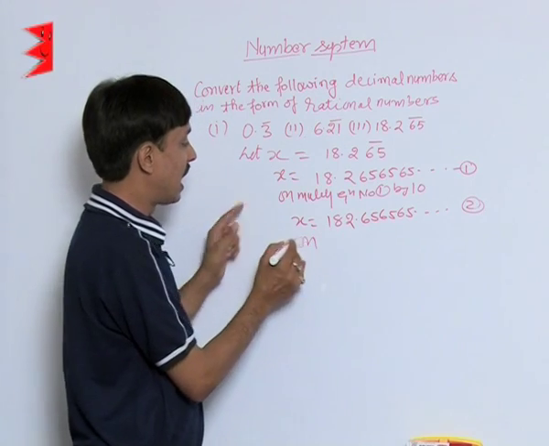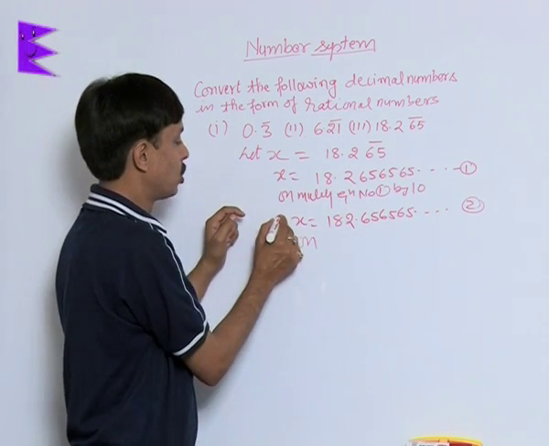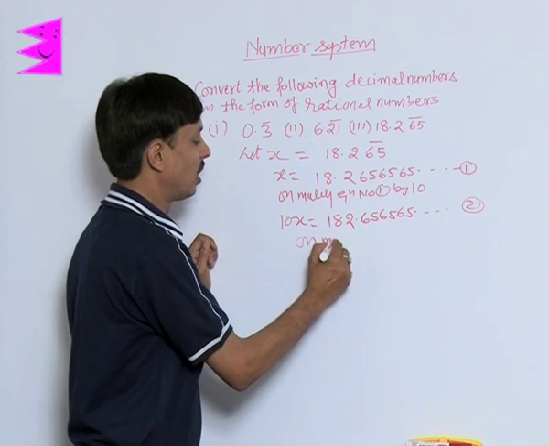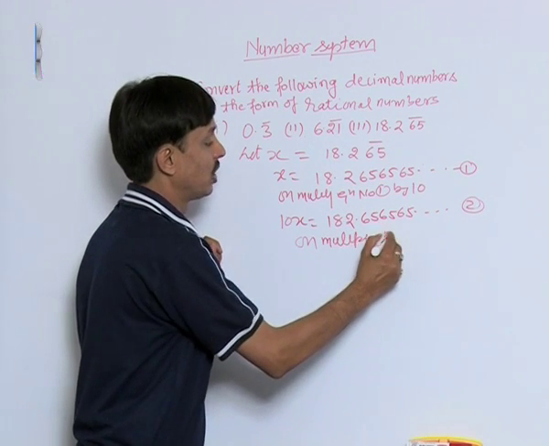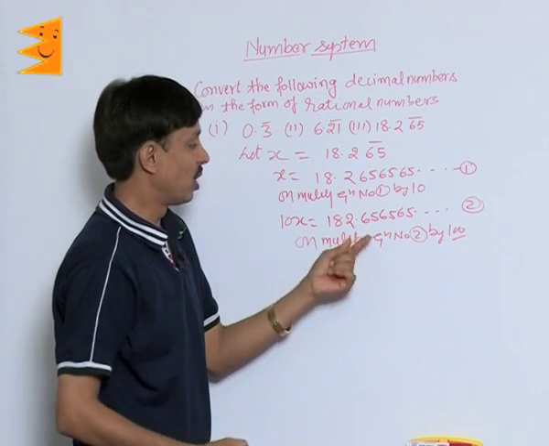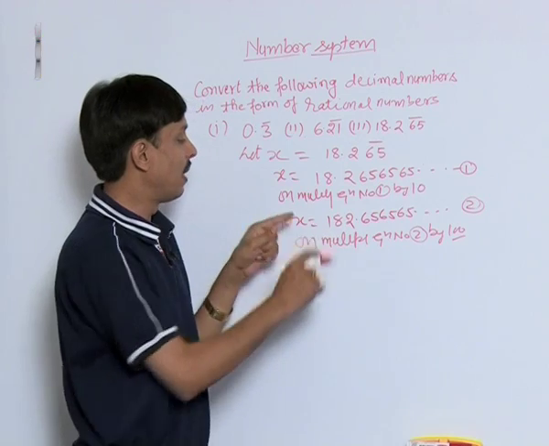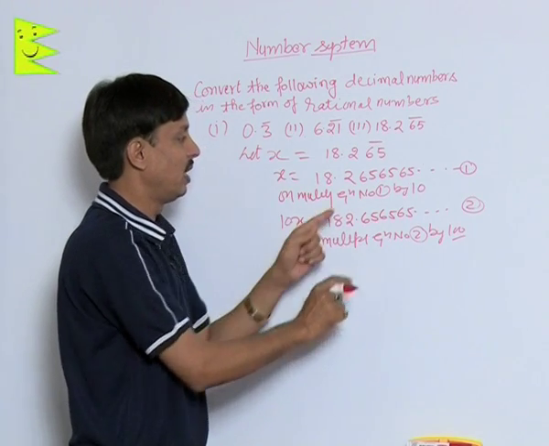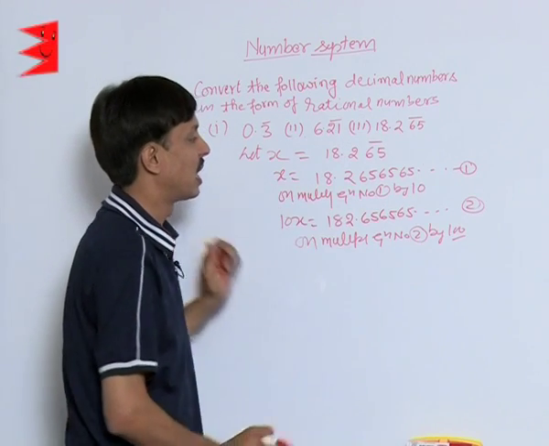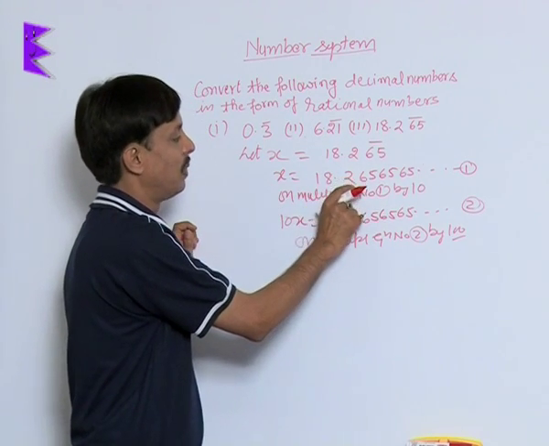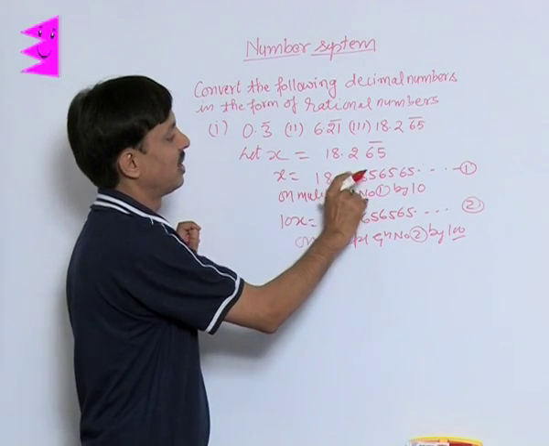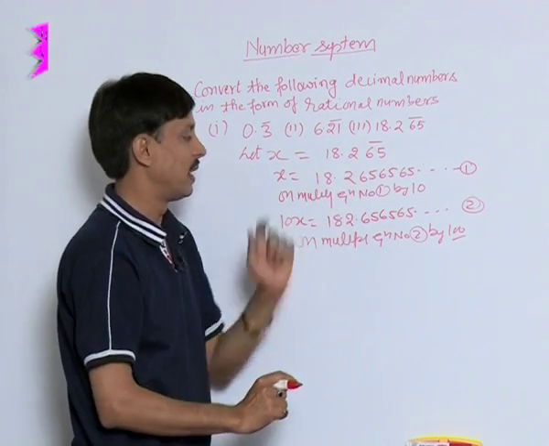On multiplying, I have multiplied this equation by 10, so this will be 10x, which I forgot to write. On multiplying equation number 2 by 100, why? Because here 2 digits are repeating. Why did I multiply this equation before by 10? Because the decimal needs to be sent to the position from where repetition is starting. And here the decimal was before 2, and 2 was not repeating. So in order to send the decimal before 6, I need to multiply it by 10.